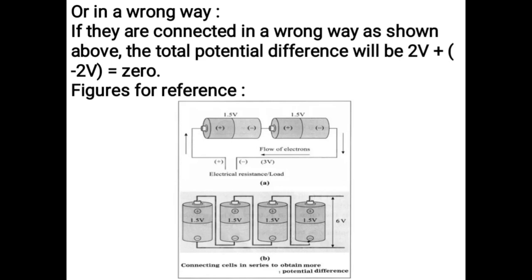If they are connected in a wrong way as shown above, the total potential difference will be 2 volt plus (minus 2 volt). Plus into minus is minus, that is 2 volt minus 2 volt is equal to 0. Figures for reference.